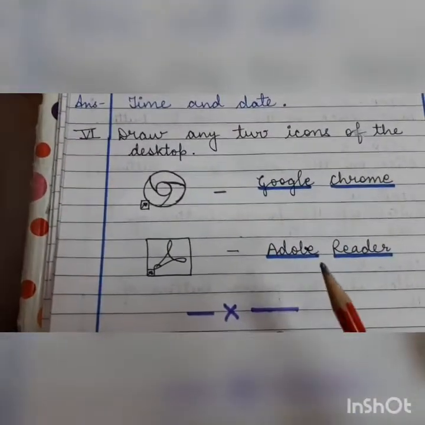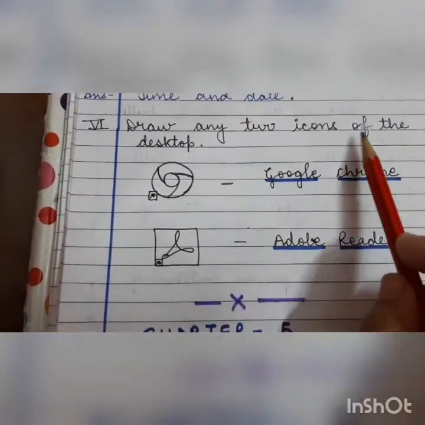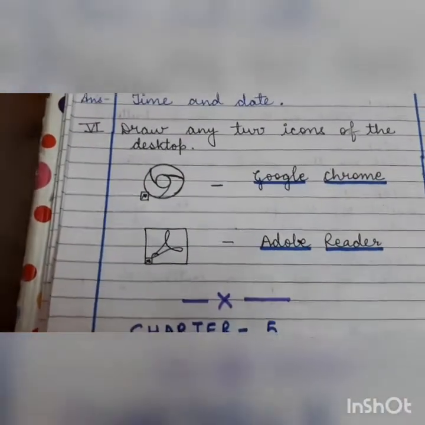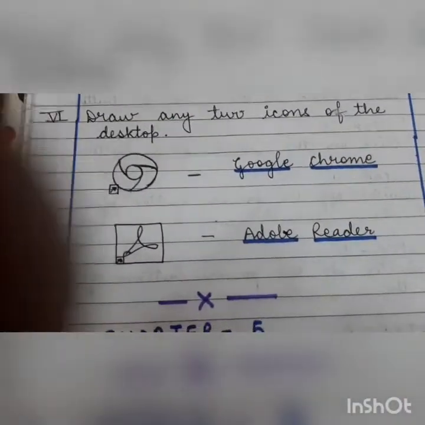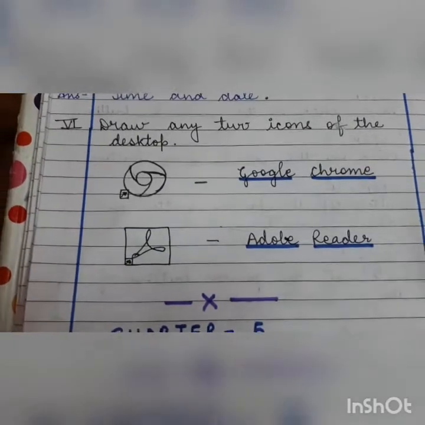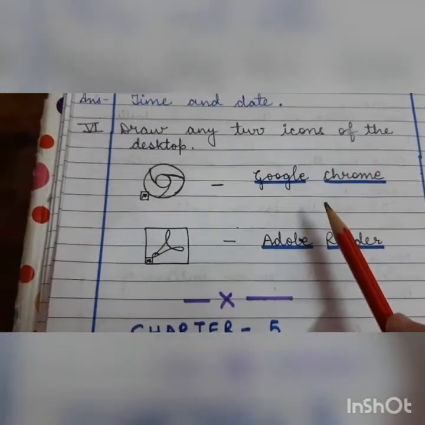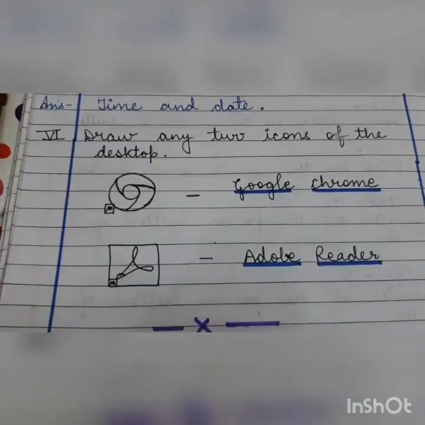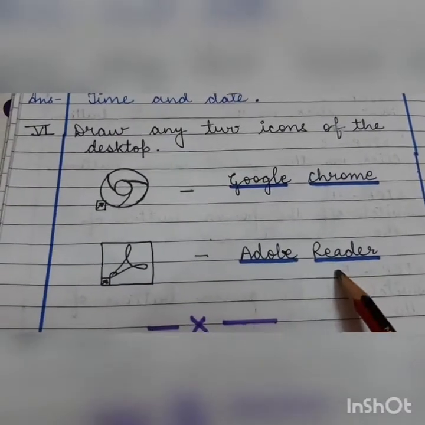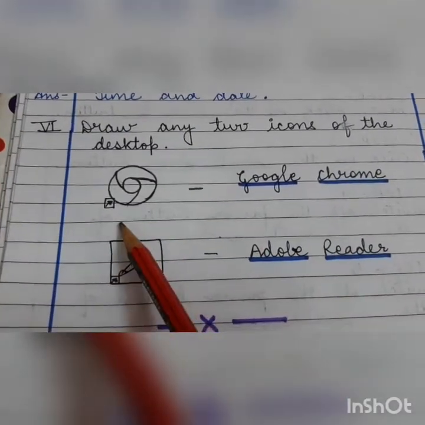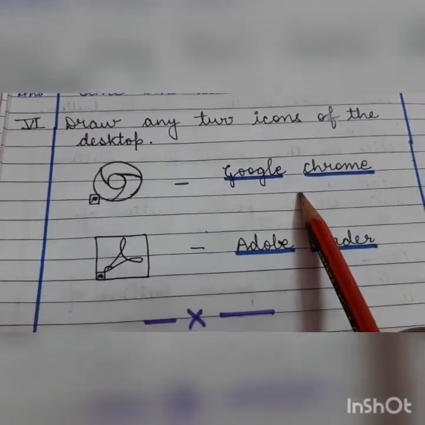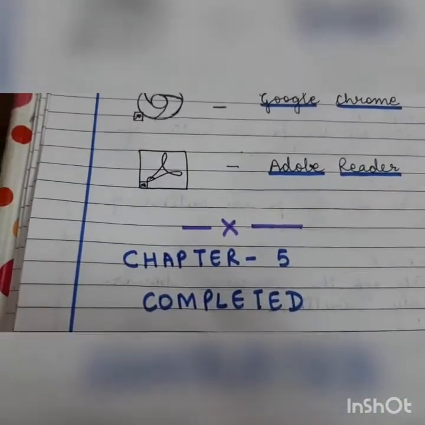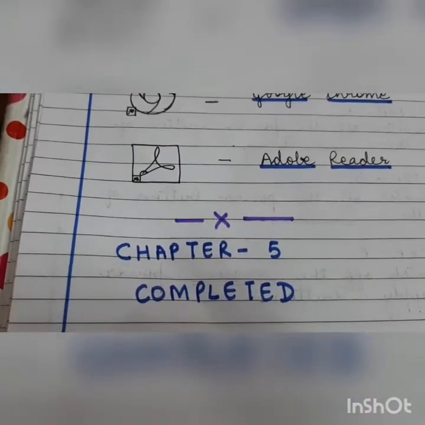Question number 6. Draw any 2 icons of the desktop. Now here you have to draw 2 icons of the desktop. Here I have drawn Google Chrome and Adobe Reader. It is very easy to draw Google Chrome and Adobe Reader. So with this, we have completed all the exercises of our chapter number 5.